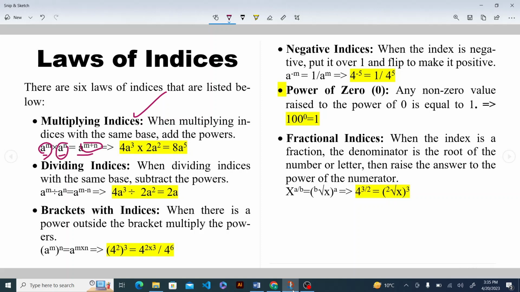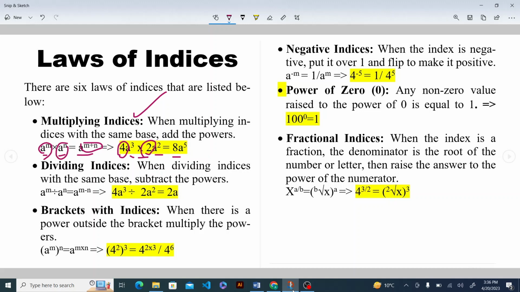For example, there are two numbers 4a cube and 2a square. When we multiply these numbers, their coefficients, 4 and 2, will be multiplied and the result will be 8, where their indices forms a raised to power 3 and a raised to power 2 will be multiplied in such a way that the powers 3 and 2 will be added and the answer will be 8a raised to power 5.